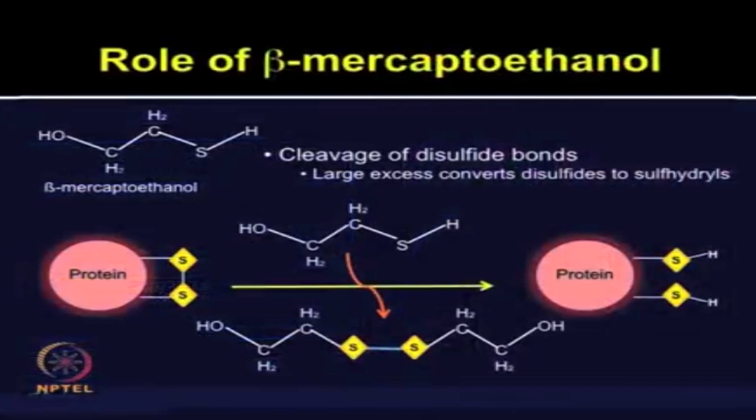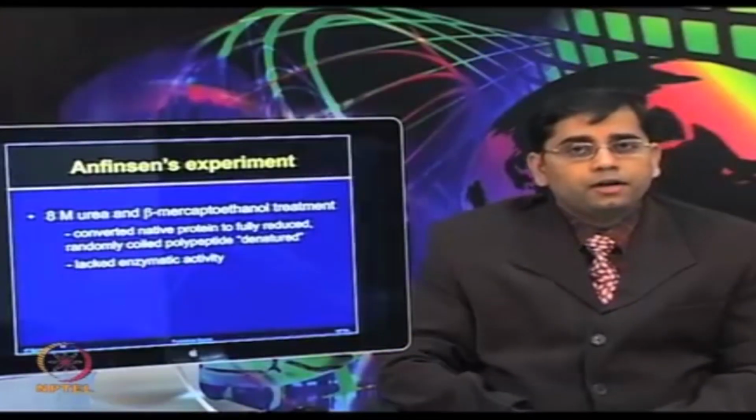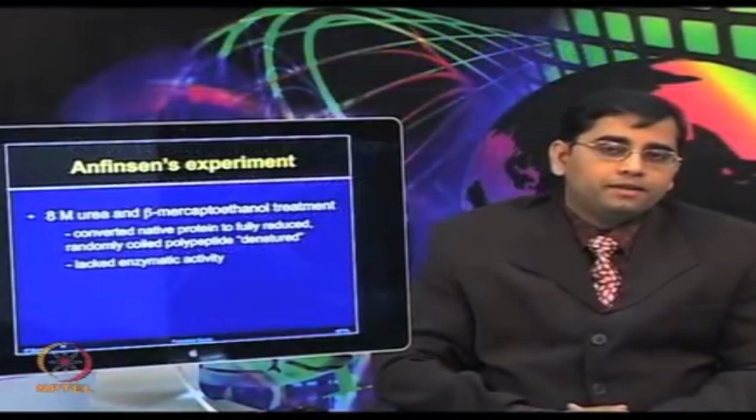What is the role of beta mercaptoethanol? Beta mercaptoethanol is commonly used to reduce the disulfide linkages in proteins, and thereby it disrupts the tertiary and quaternary structures. As you can see in the structure here on the slide, in the presence of excess beta mercaptoethanol, the disulfides can be fully converted into sulfhydryls, or cysteines. So, in Anfinsen's experiment, he used 8 molar urea and beta mercaptoethanol treatment, which converted the native protein to the fully reduced state, into randomly coiled polypeptides known as the denatured structure. The denatured polypeptide lacked enzymatic activity.